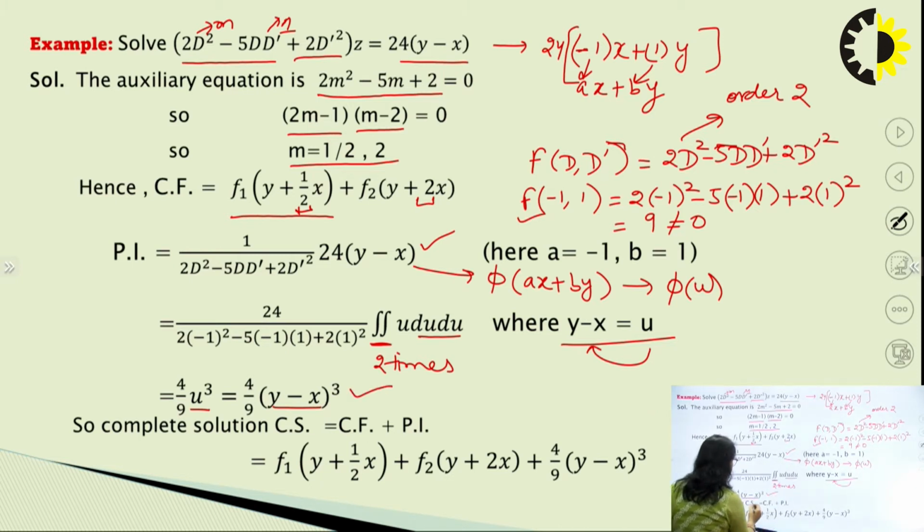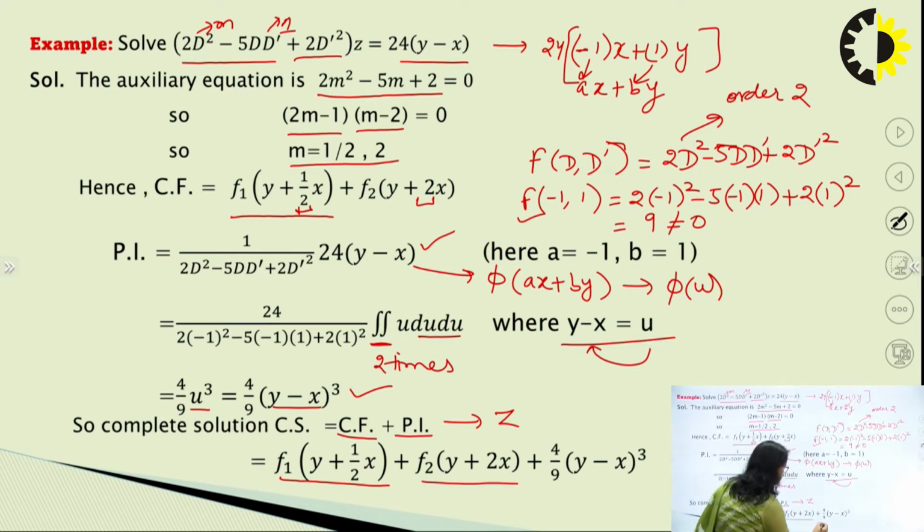Now the complete solution is given by, this is my z actually. So this will be given by complementary function plus particular integral, and hence I get function of y plus 1 by 2x plus function of y plus 2x and 4 by 9 times of y minus x whole cube as my complete solution. So in the first case we get this as our answer. Now we will proceed further.